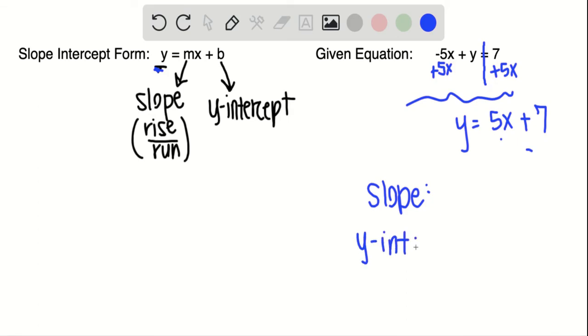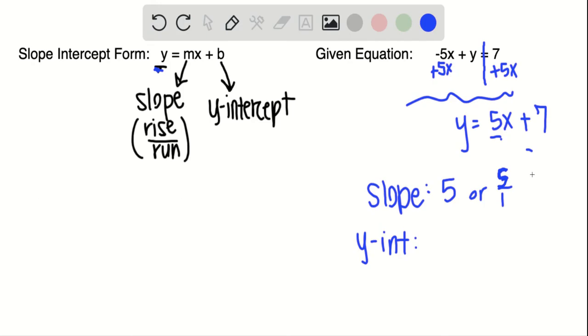At this point, you should be very familiar with what slope is. Again, that's the number that is with the variable x. In this case, the number next to the letter x is 5. So our slope is 5. You could also say it is 5 over 1, because whenever we get into graphing a little bit later, slope is also considered as rise over run.